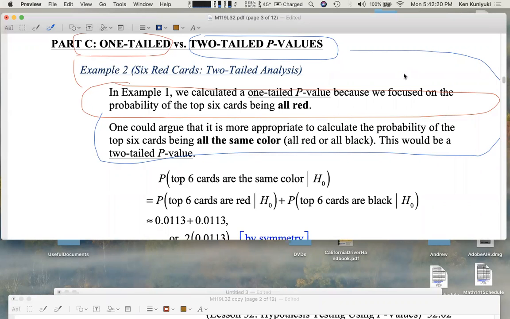Hi, everyone. In the 6 red card examples we've seen, we talked about a one-tailed analysis where we calculated the probability of getting 6 red cards out of 6, and a two-tailed analysis where we calculated the probability of getting 6 cards of the same color, whether red or black, out of the first 6 cards. And we'll do one-tailed and two-tailed hypothesis tests throughout our class.